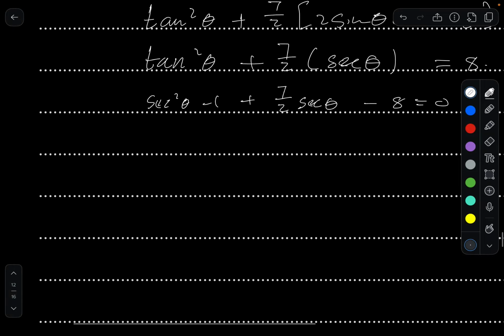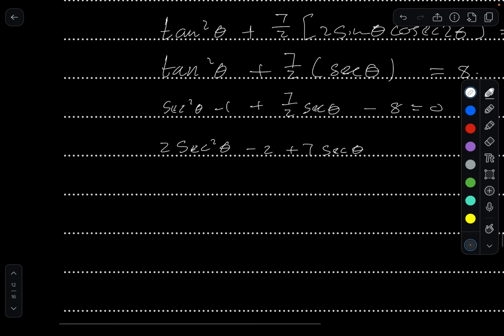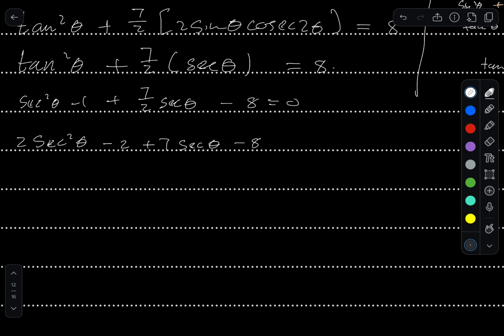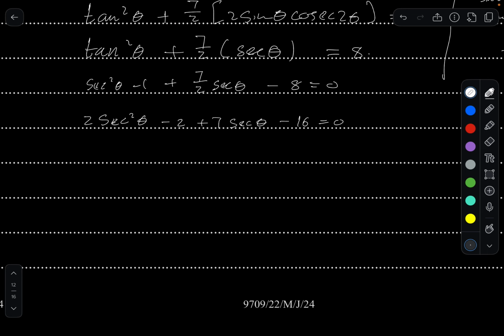Now I can multiply everything by 2. So it will be 2 sec squared theta minus 2 plus 7 sec theta, and then minus 16. Now this will be 18, so that will be negative 18 equals to 0. This is 2 sec squared theta plus 7 sec theta minus 18 equals 0. Now, from there onwards, you should get a beautiful answer.